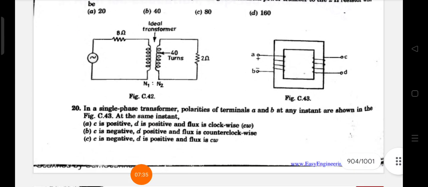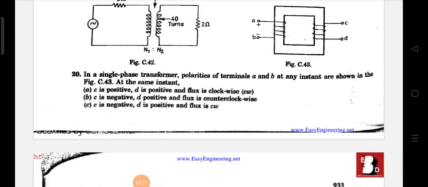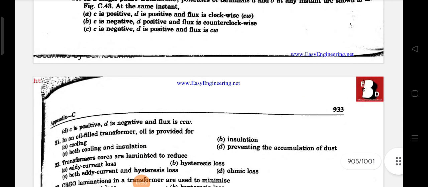C is correct. Next, from the figure, in a single phase transformer, polarities of a transformer A and B at any instant are shown in the figure. Okay, for this question the direct answer will be C, that is, C is negative and D is positive, flux is counterclockwise.